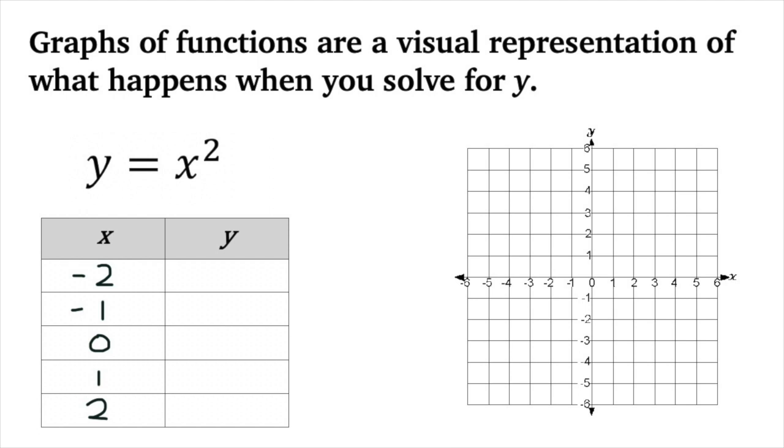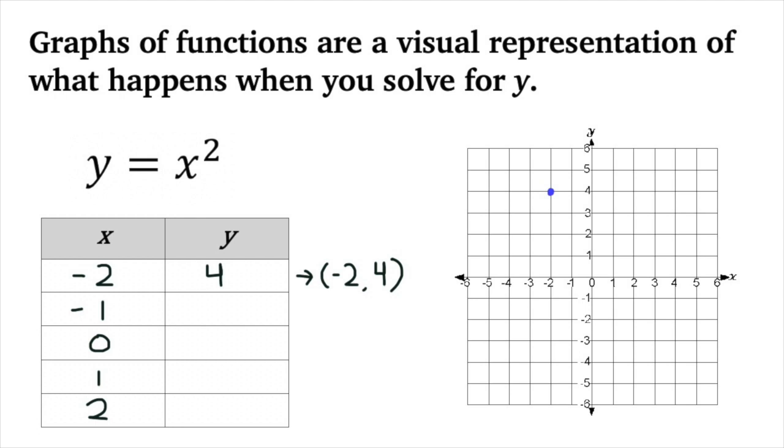So we'll start with -2. If I plug that into x squared, that means it's going to be -2 squared, which we know ends up being 4. So that means that the point (-2, 4) is going to be on the graph of the equation y equals x squared. And that's how all of these points are going to work.